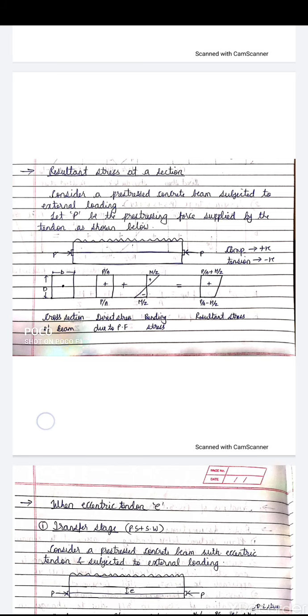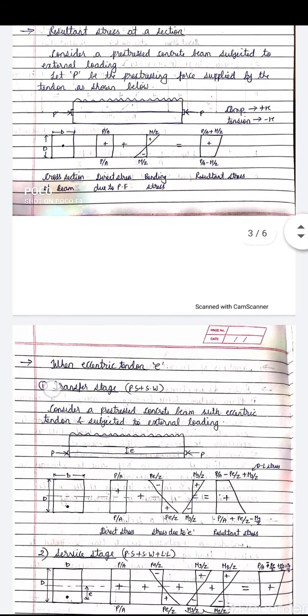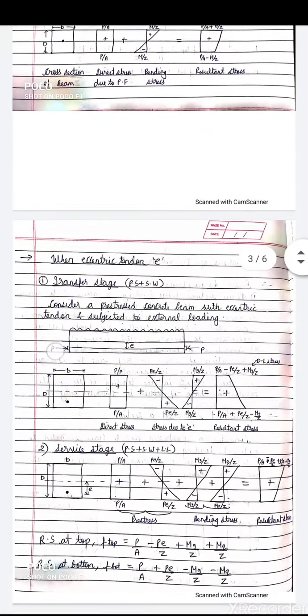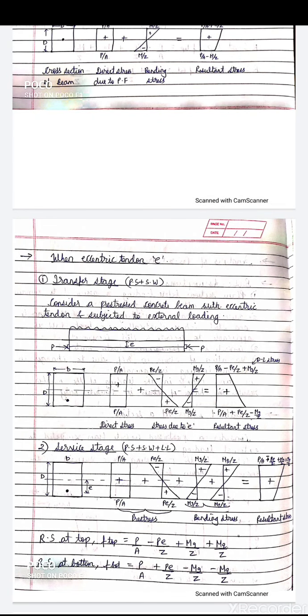So now next we will see, this was the case for a concentric tendon. Concentric tendon means it is at the center of the section. So now we will see what will be the resultant stress diagram when you have an eccentric tendon. So let us see for both the stages, that is transfer stage and service stage. So transfer stage is nothing, as I've mentioned previously, that it is pre-stress plus self weight. So only your pre-stress is considered and self-weight is considered, not the external loading.